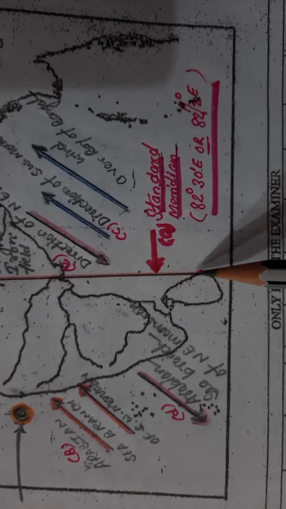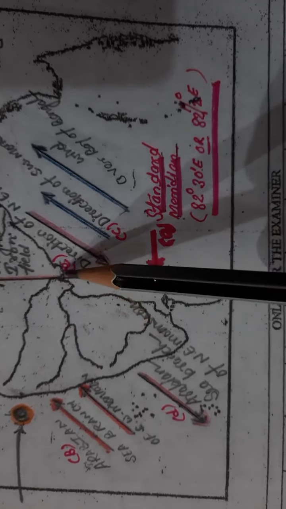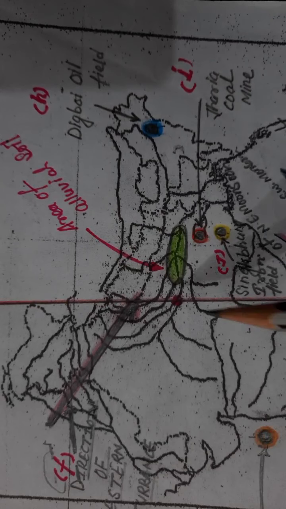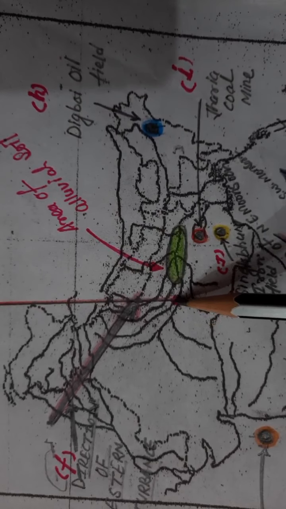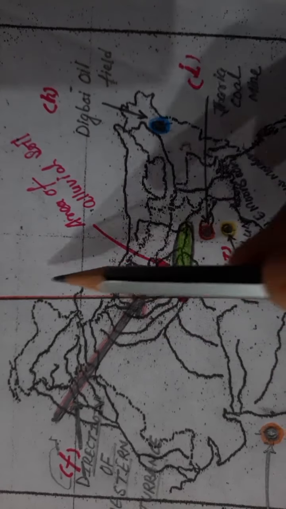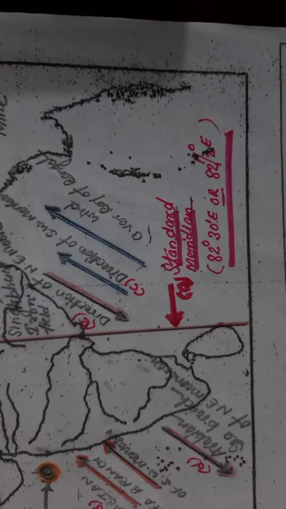Another significant question asks about the standard meridian, that is 82 degrees 30 minutes, also called 82.5 degrees east, which passes through the edge of Sri Lanka. Here you can mark 1 point, the edge of Sri Lanka. Then in the Godavari Delta, mark the 2nd point, and the 3rd point you can mark where the Yamuna joins the Ganga, at Allahabad. So these 3 points you can join to make a line. This is not a straight line, it is a slightly curved line. So this is the standard meridian of India.